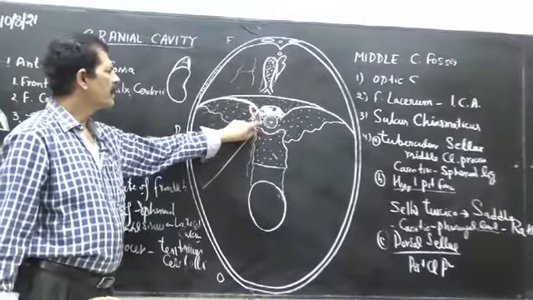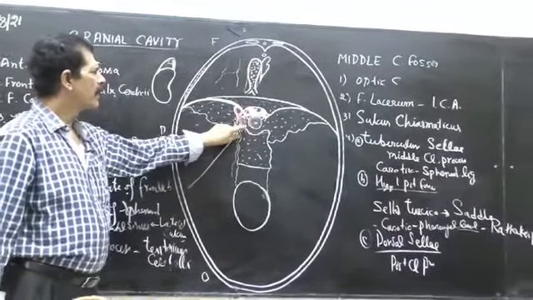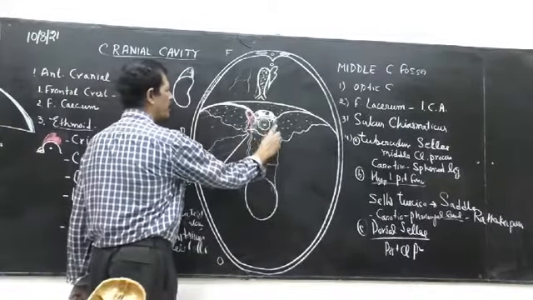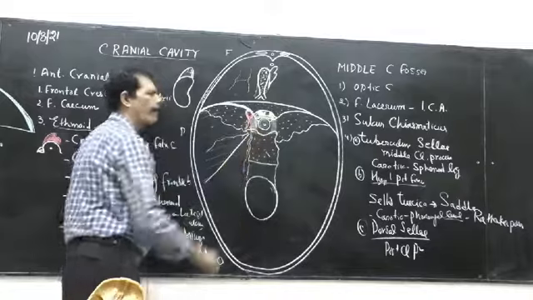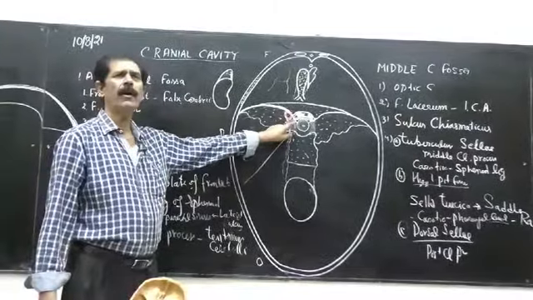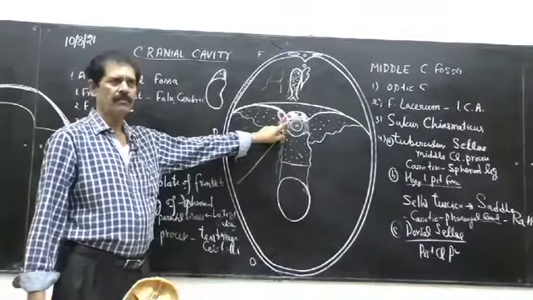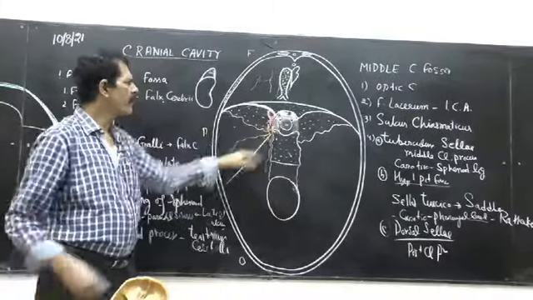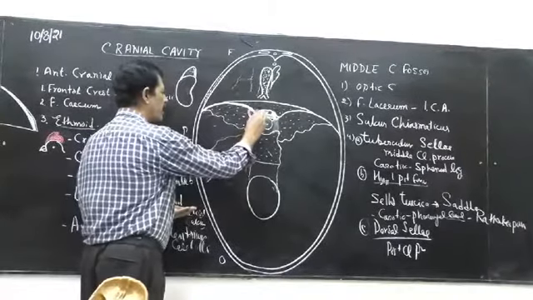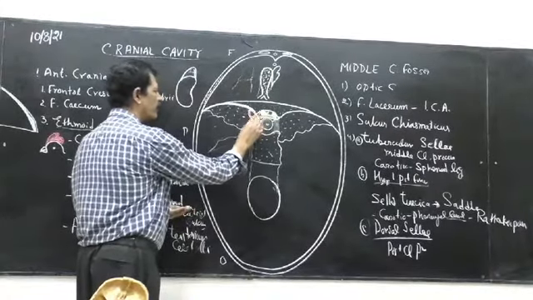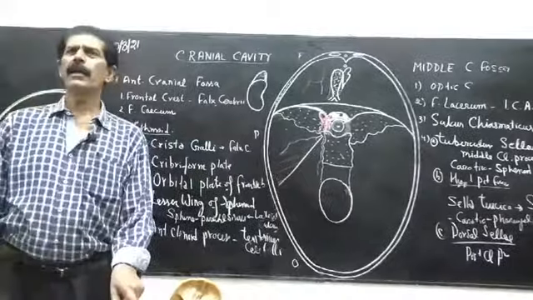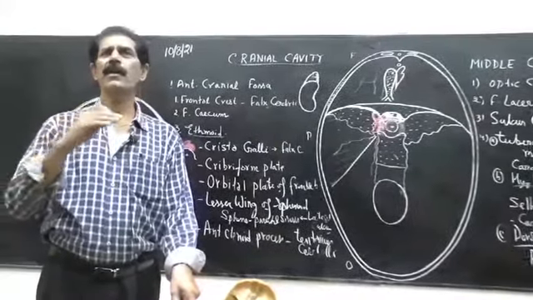Then this lateral surface of the body of the sphenoid is where the cavernous sinus lies. On either side, the right and left cavernous sinus lie over here. The lateral wall of the body of the sphenoid bone forms the medial wall of the cavernous sinus. There is an F-shaped groove, alphabetically F shape, and this groove lodges the internal carotid artery on the lateral surface and inferiorly. So the internal carotid artery lies inferolateral to the cavernous sinus.